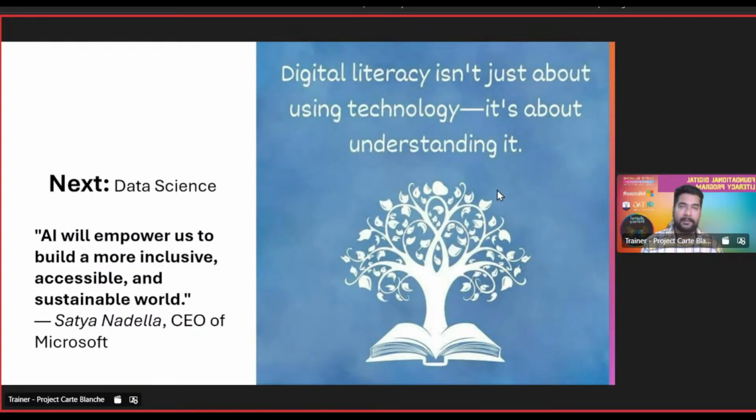Our next topic is data science, and I'll close the session by quoting Mr. Satya Nadella, CEO of Microsoft: AI will empower us to build a more inclusive, accessible, and sustainable world. When you see the real world examples, you will use AI to do a lot of good things.